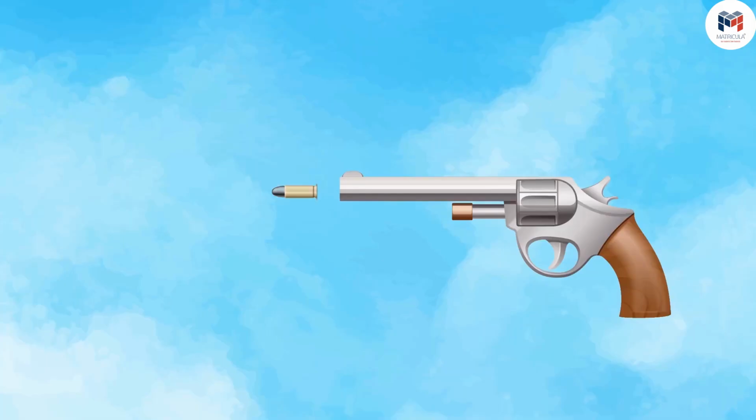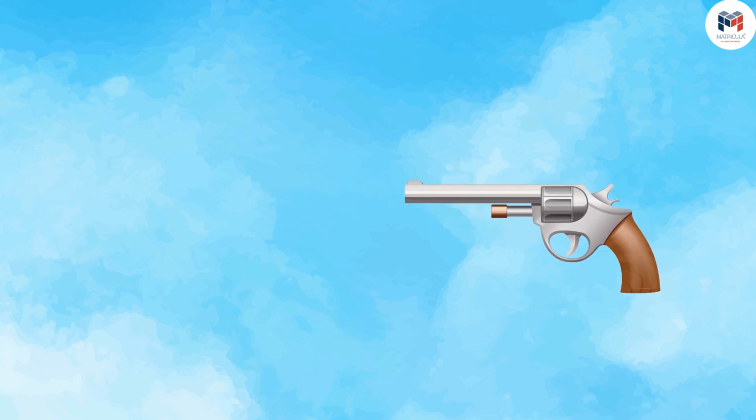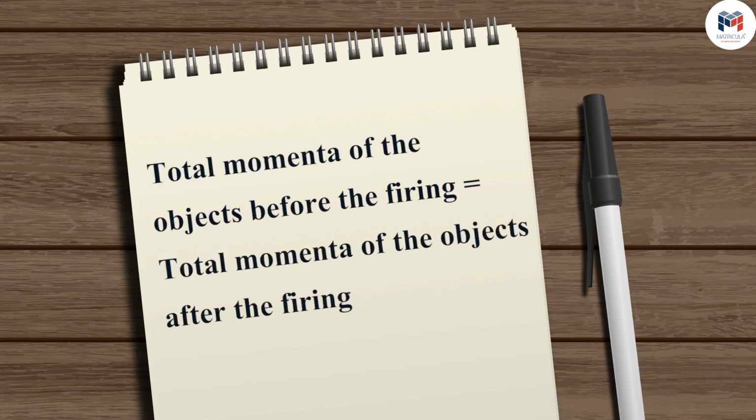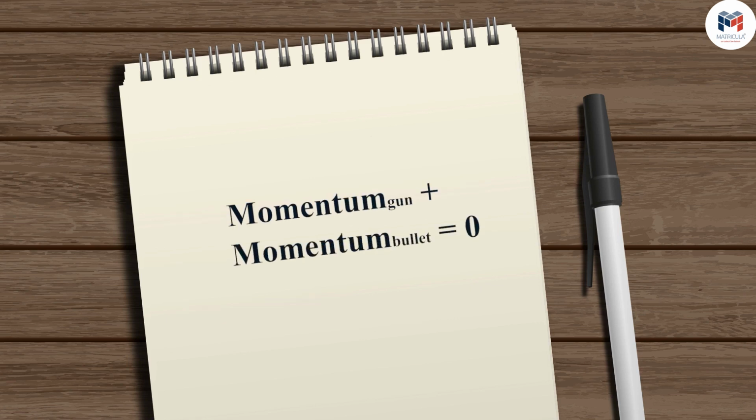Take the situation of firing a gun. Before the firing occurs, both the velocities of the gun and the bullet are equal to 0. After the bullet is fired from the gun, it moves in the forward direction with certain velocity. Now, according to the law of conservation, the total momenta of the objects before the firing should be equal to the total momenta of the objects after the firing. Hence, the sum of the momenta of the gun and the bullet after firing should be equal to 0.